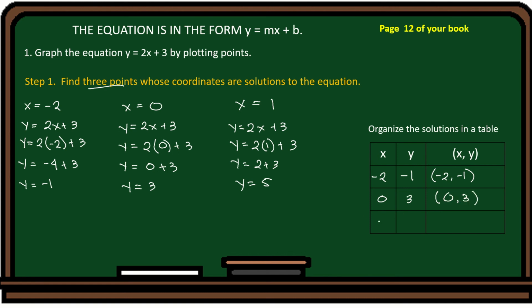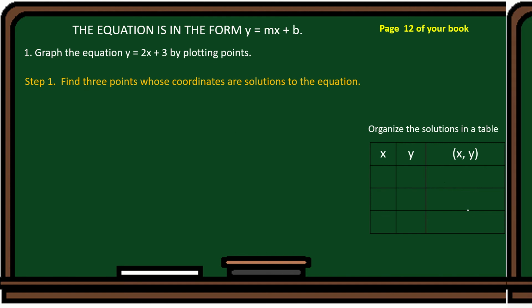Next point or next number is 1. After solving, you have the value of y which is equal to 5. So you have now the ordered pair 1, positive 5. So you have already the 3 points here in order for you to plot your coordinates. Now let's proceed to plotting.